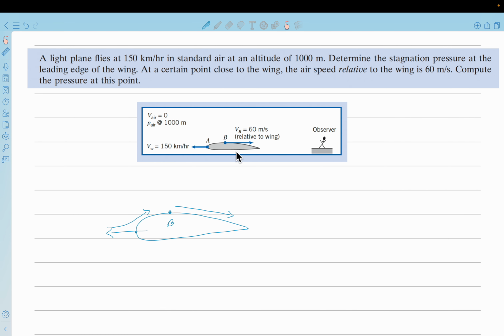Now in this picture, the observer is standing on the ground and looking at the plane fly. But if there was an observer who is sitting on the plane, then what is the speed that you will experience at A? First of all, what do we need to find? At A, we have to find stagnation pressure. And the second thing, at B, we have to find the pressure.